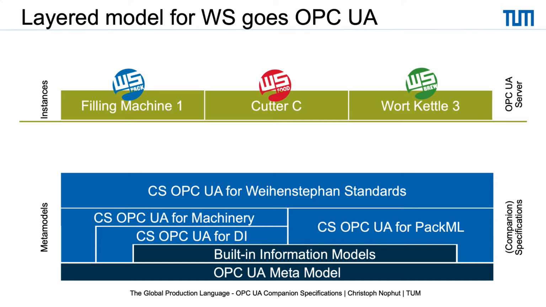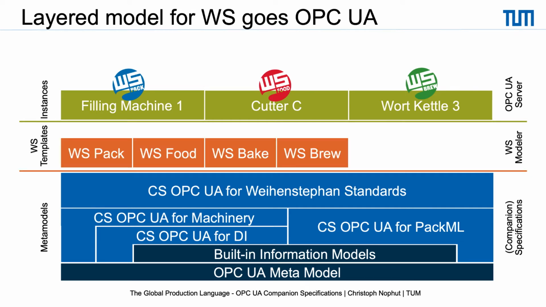The gap between the companion specification and our server instances we are closing by so-called WS templates. Within a template we have the data point definitions and the permutation table I showed you a slide before. So we have one such template for each domain, and so we may be flexible to add more domains or cover more domains in the future in the same way.